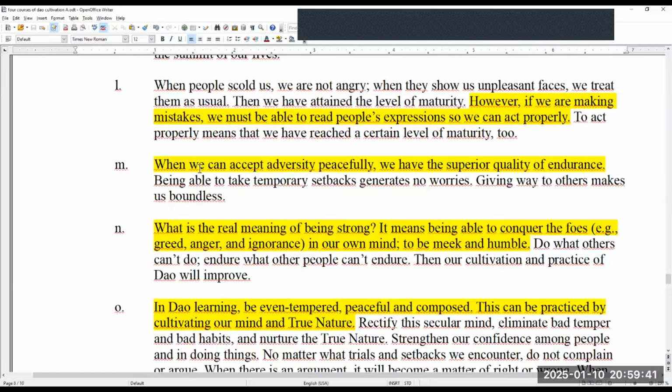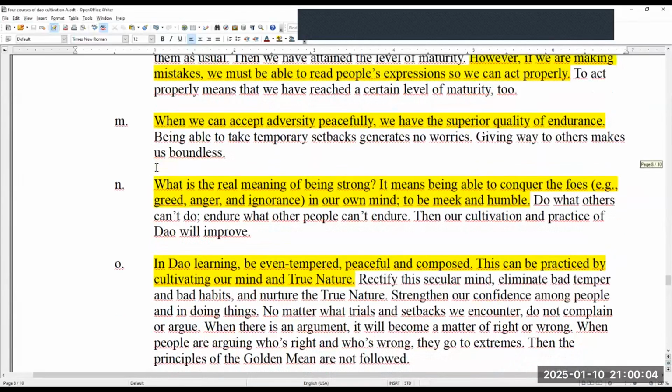Then, when we can accept adversity peacefully, we have the superior quality of endurance. It just means that you need to be able to accept the adversity that comes in your life, and really accept it peacefully, so to speak. This way you really have a mark of endurance.